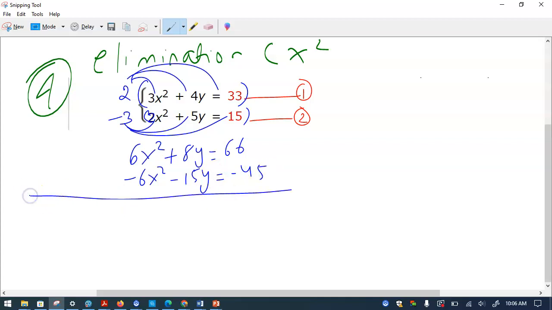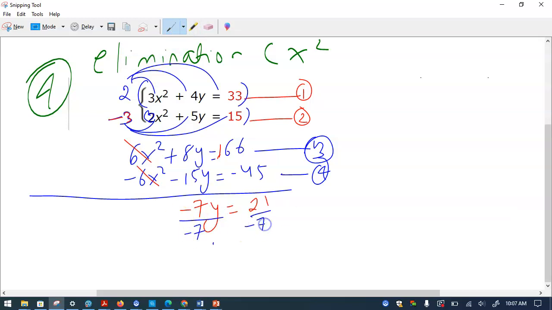And now you can combine this. So you can call this equation 3 and this is 4. So you combine 3 and 4. So now you know why I multiply by minus 3, so that you can eliminate x squared. This will be minus 7y. And 45, if you subtract from 66, you get 21. And then if you divide, y is minus 3.